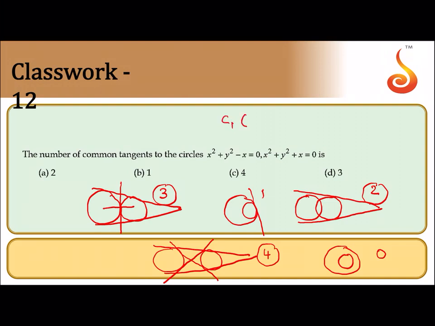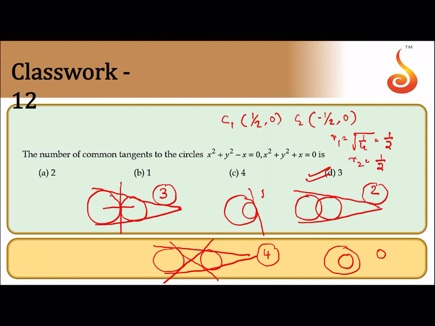So in this case, touching internally is there. What is C1? C1 is equal to 1 by 2 comma 0 and C2 is equal to minus 1 by 2 comma 0. So R1, the radius, is equal to under root of 1 by 4, which is equal to 1 by 2. R2 is also 1 by 2. So there are 3 tangents possible, touching externally. This is example 12.